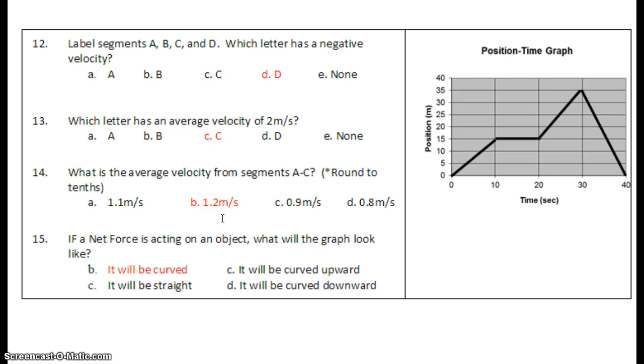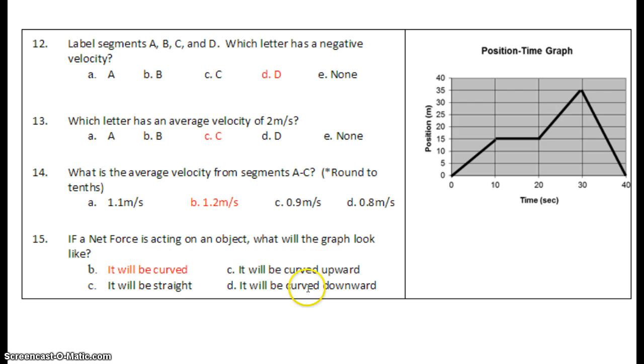And lastly, number 15. If a net force is acting on an object, what will the graph look like? Well, it would be curved, and we've focused on this in class. Curved lines tell us that the object is accelerating, and if it's accelerating, a net force is acting. So what would the graph look like? It would be curved. And we don't have to define whether that's curved up or down, right? So that's why I curved upward.